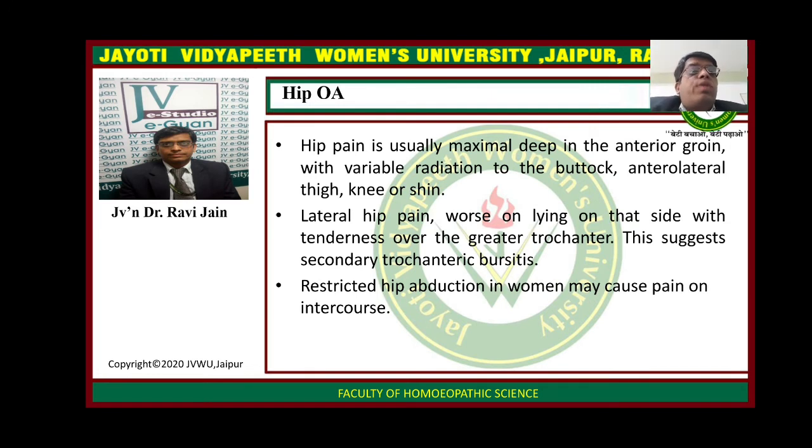Hip pain is usually maximum deep in the anterior groin with variable radiation to the buttocks, anterolateral thighs, knees, or shin. Lateral hip pain, worse on lying on that side, with tenderness over the greater trochanter, suggests secondary trochanteric bursitis. Restricted hip abduction in women may cause pain after intercourse.